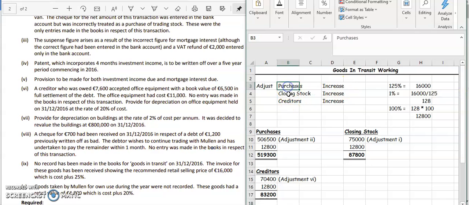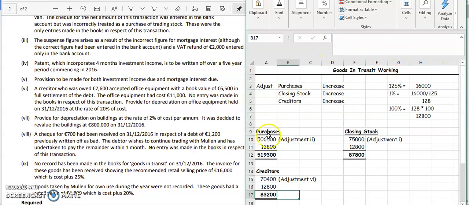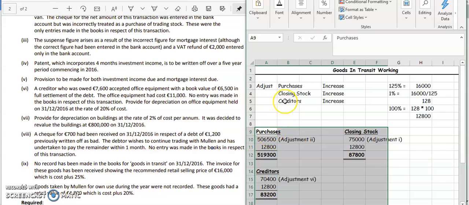Okay, so that's just how to do your goods in transit. Remember 3 accounts that you need to adjust: your purchases, your closing stock, and your creditors. Your purchases, when you adjust it, will go as part of your trading. Your closing stock will be in your trading and your current assets, and then your creditors will be in your balance sheet as part of your current liabilities. And that's how you adjust your goods in transit. So remember, you don't have to do this part here. You can go back to your working and adjust the figure that you have there instead of doing it here.